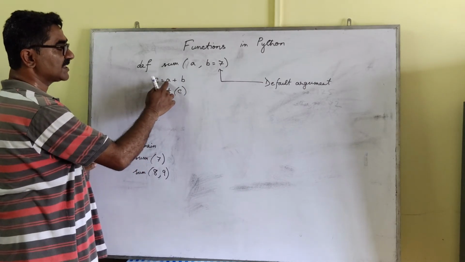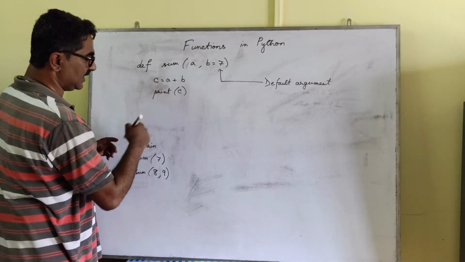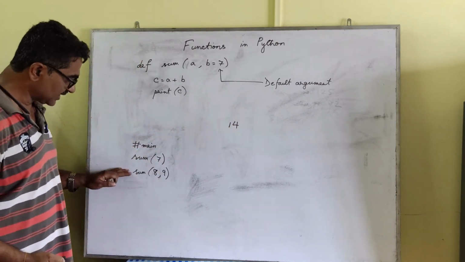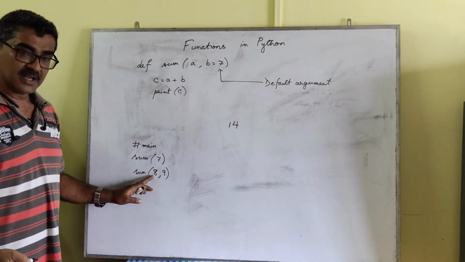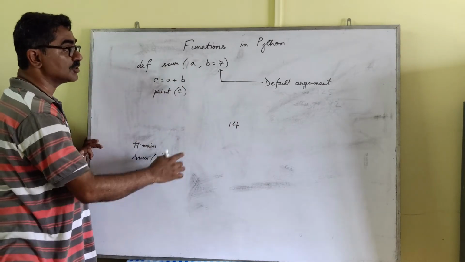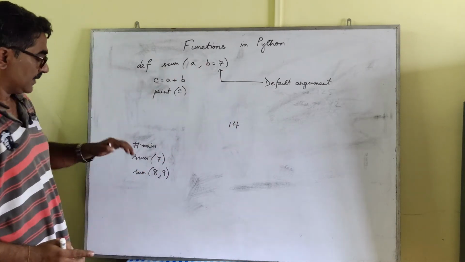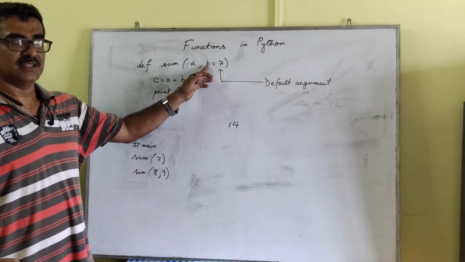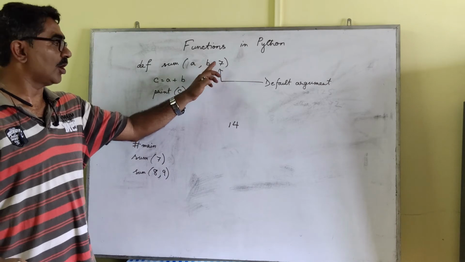So c equal to 7 plus 7, that is 14. Print c, it's going to print 14. Now look at the second case. After that it comes to the next line. Sum 8 comma 9. So 8 goes to variable a and 9 goes to variable b. So now the value 9 is going to override the default argument. That means b is no longer 7.